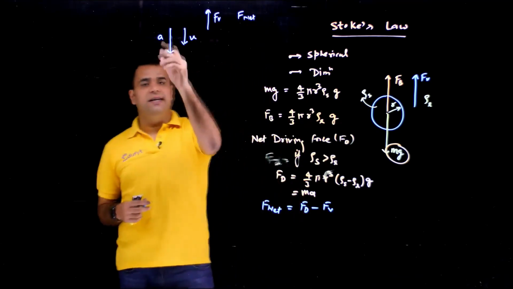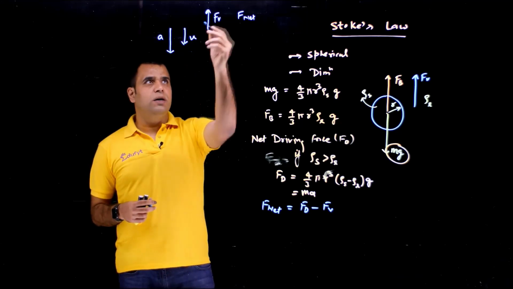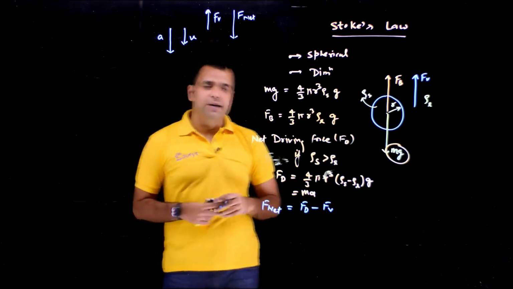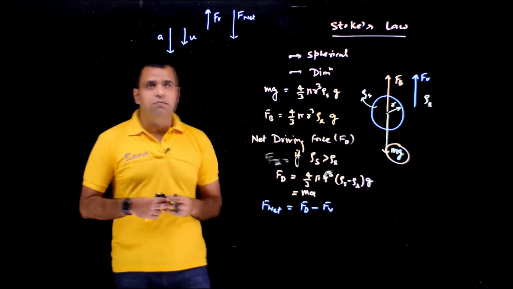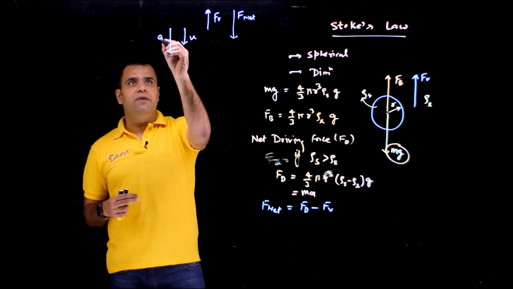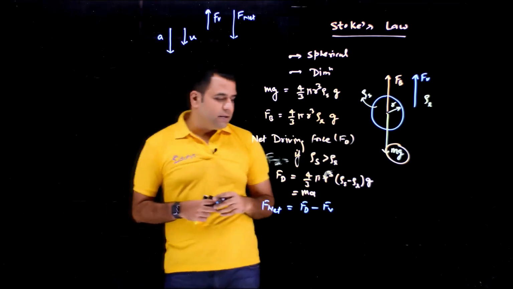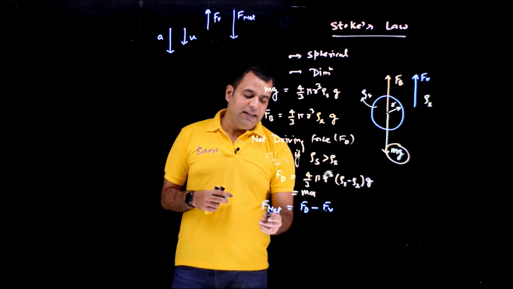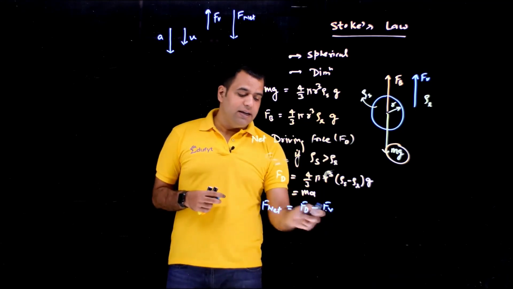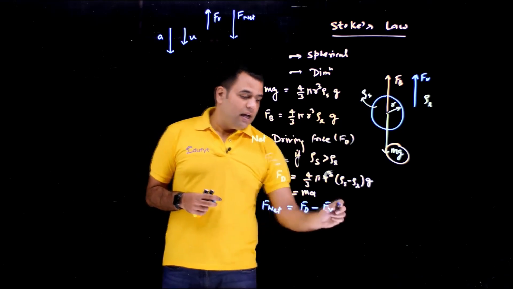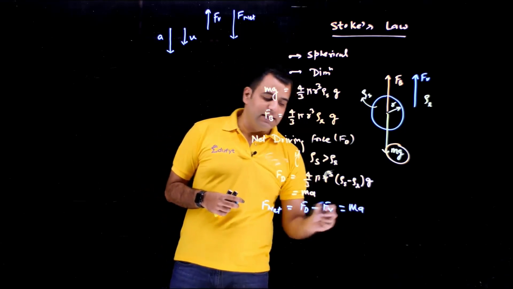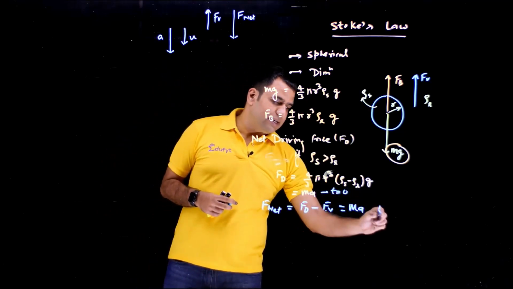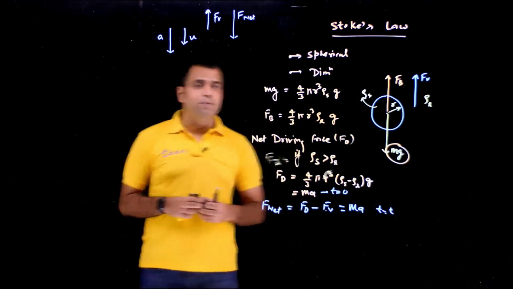In the beginning, acceleration is downward, velocity is downward, viscous force is upward, and net force is still downward. But with time, this acceleration will decrease. Why will this acceleration decrease? Because you see, Fv will increase. Since Fv will increase, which will make F net decrease, and which will make ma, acceleration, decrease. Because that was at t0, and this is at t equals t, some general time.